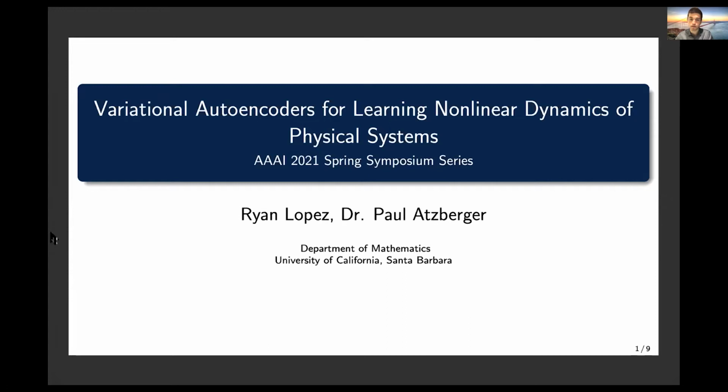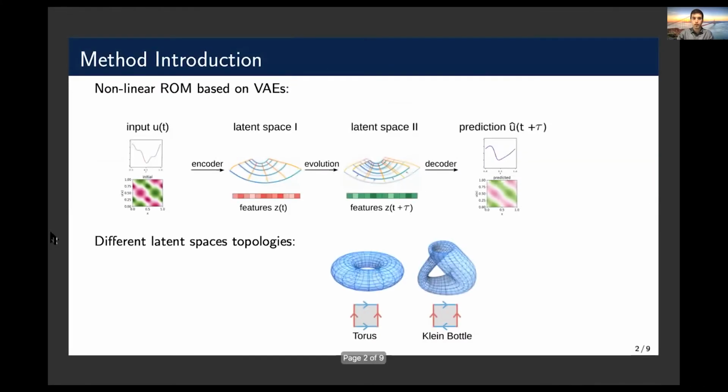I work with Dr. Paul Atzberger in the UCSB Math Department, and we've been researching for over the past year how we can use VAEs for reduced order models of physical systems. So the method which we want to use is based on reduced order models.